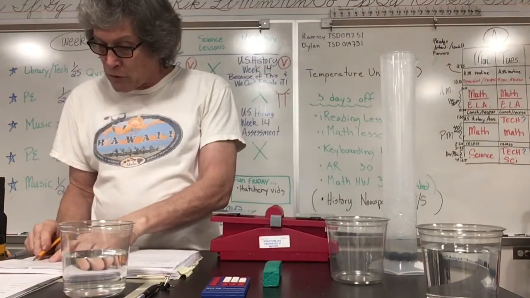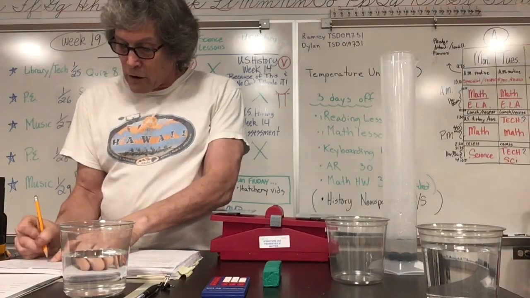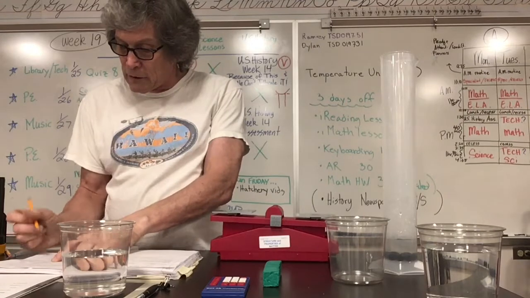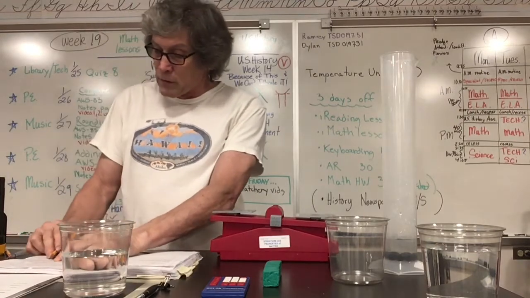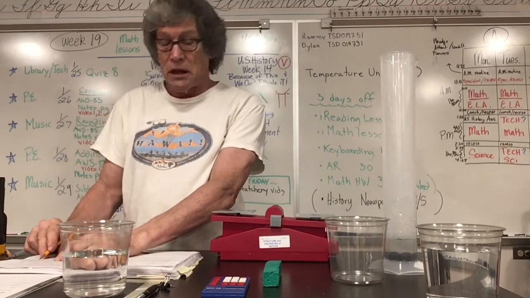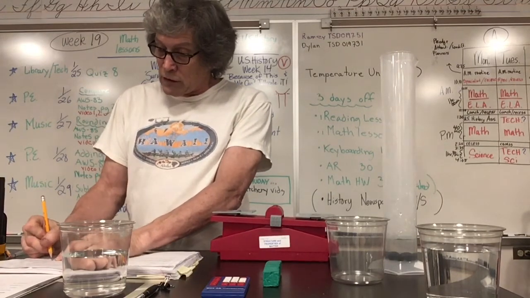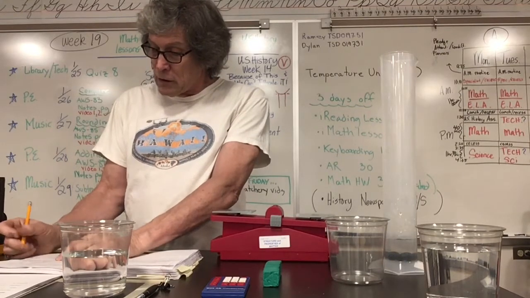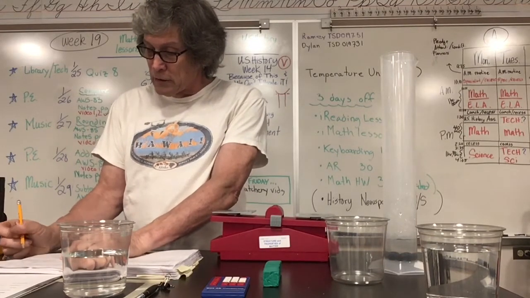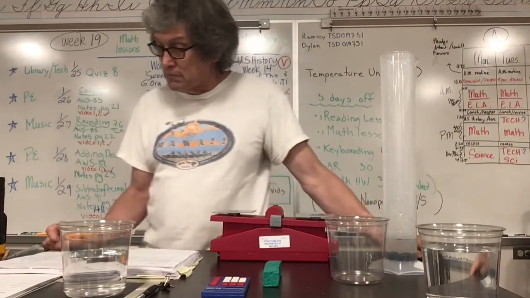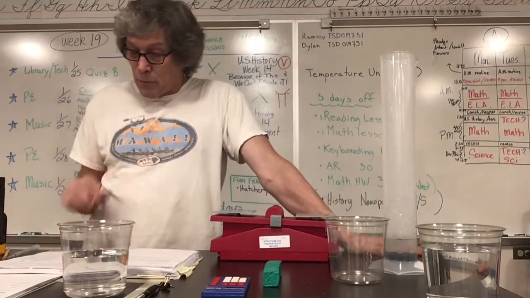So it says measure 100 milliliters of water in the graduated cylinder. Milliliters of water and marbles, 120 milliliters. Subtract the volume of water from the volume of the water and the marbles to find the volume of the marbles only. Get it? So I'd go 120 minus 100 equals 20 milliliters. So there's 20 milliliters of marble. Okay, we're not done yet.